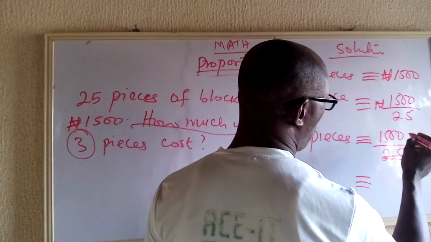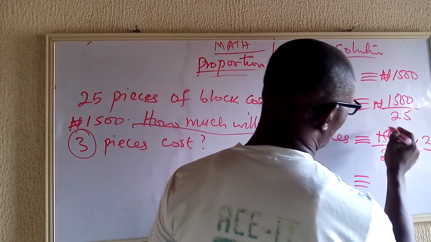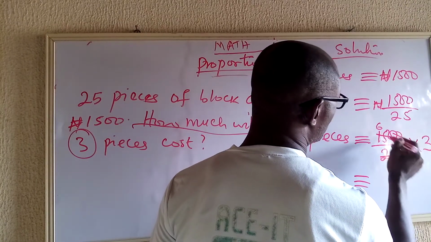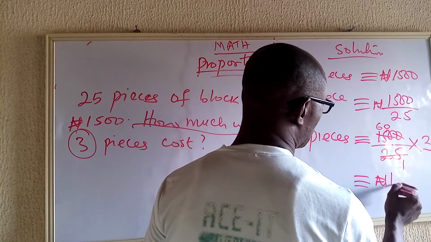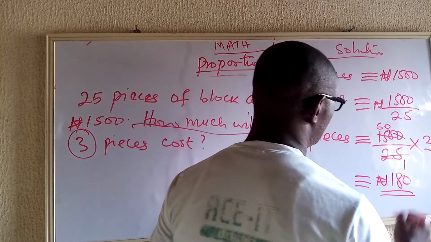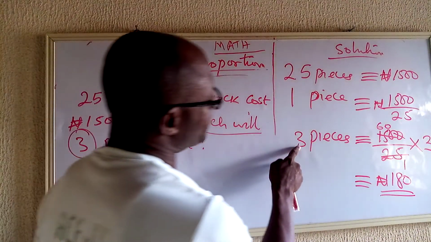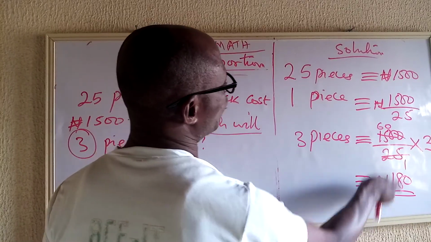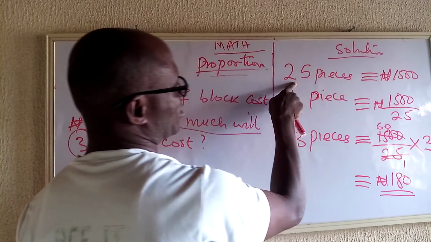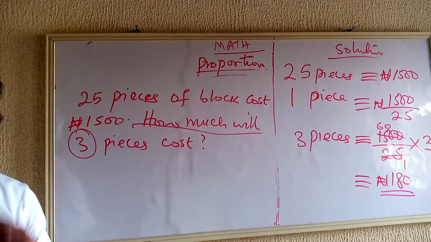So let's do the arithmetic. 5 here. That's 60. That will be 60 times 3. That's 180 naira. So you can see that 3 pieces of block cost 180 naira, which is less than the 1,500 that 25 pieces cost. So that is all about proportion.